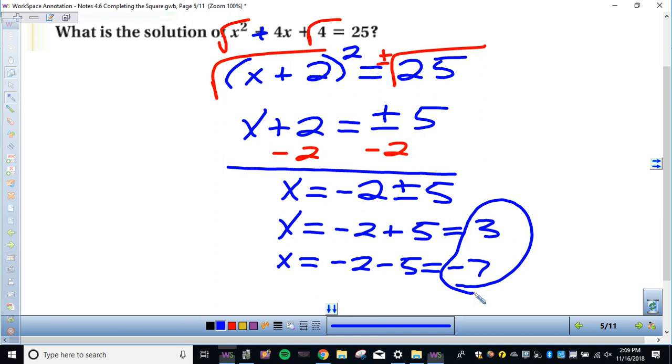Now, for me, I'd never show these two steps over here. I just do it from this spot. So you don't have to show this, right? You can just go up here and do negative 2 plus 5 is 3, negative 2 minus 5 is negative 7, call it good. But if it helps you to get it right to show those two steps, absolutely, go for it.